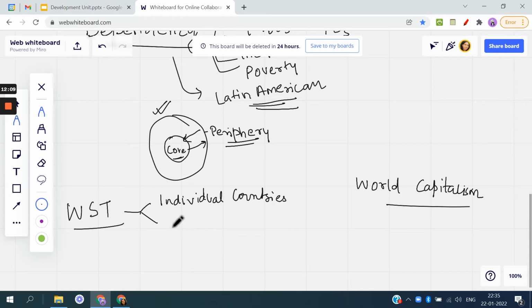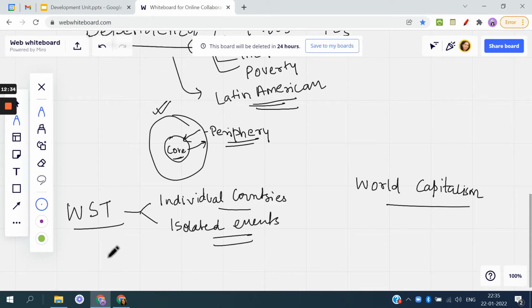And the second one is isolated events. There are no isolated events. What the dependency theory was talking about was that there are some isolated events which are playing an important role, and these roles are affecting individual countries, whereas world system theory did not look at the individual, at the atom, but at the world level.